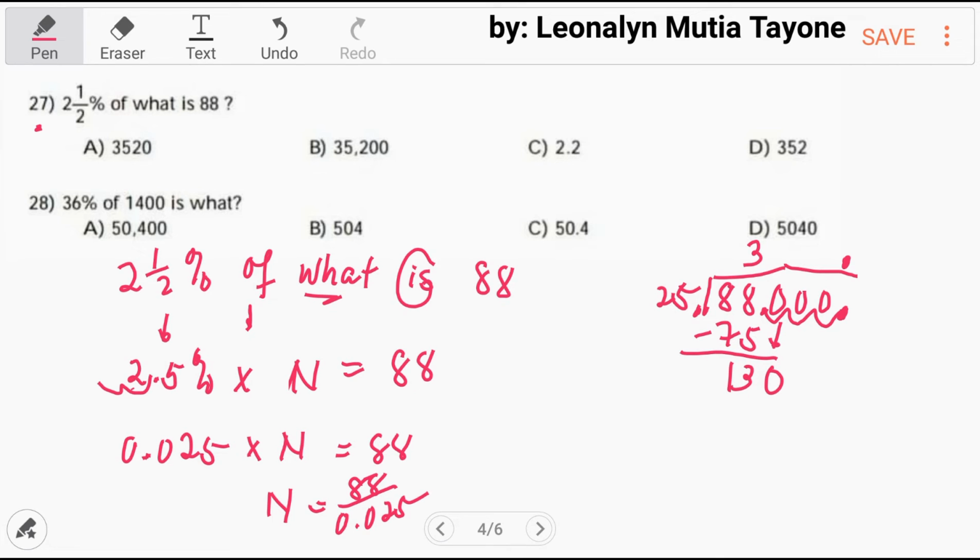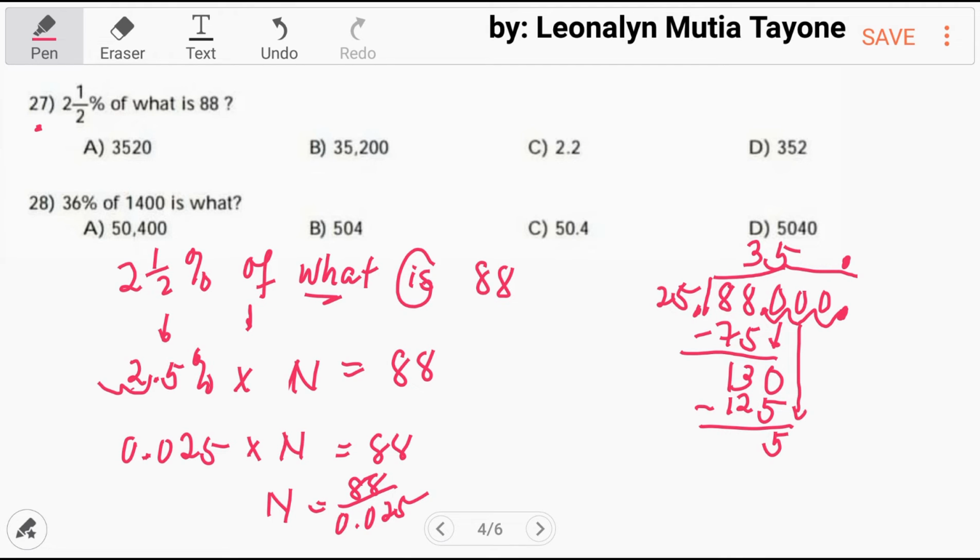I-bring down mo yung isang 0. 130. Ilang 25 ba yan? Si 130. So, may 4, 5 yan. This is 125. Yung iba magtatanong, saan galing yung 125? That is 25 times 5, 125. Next, mag-minus tayo, 130 minus 125, and that is 5.